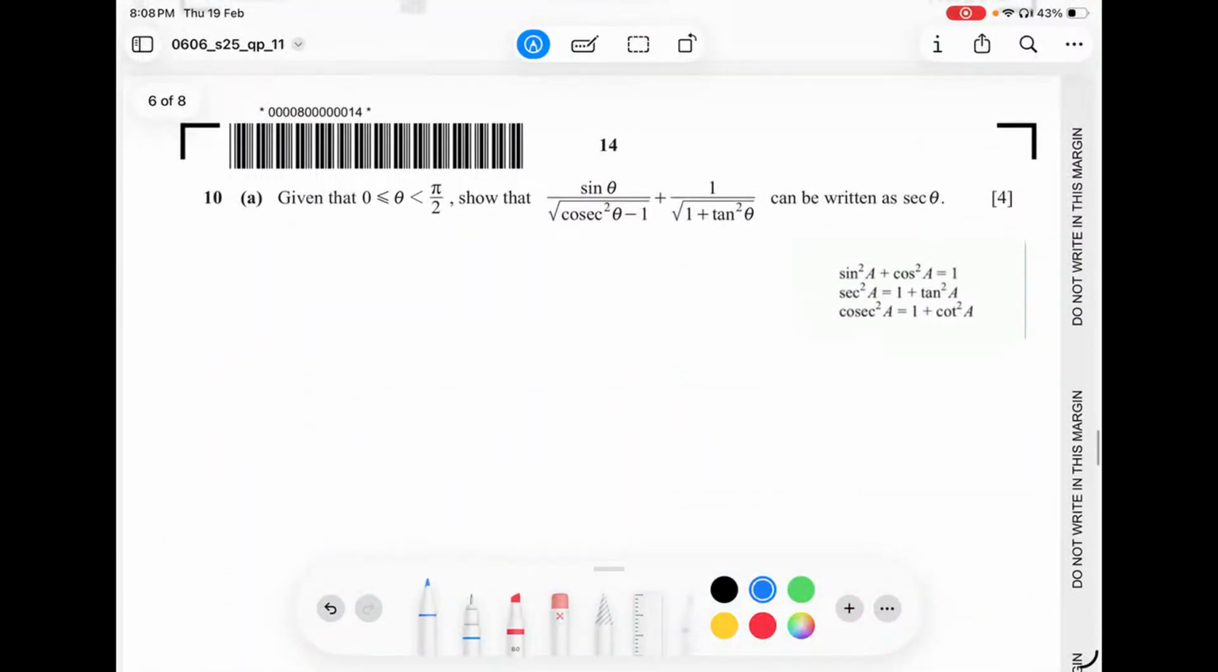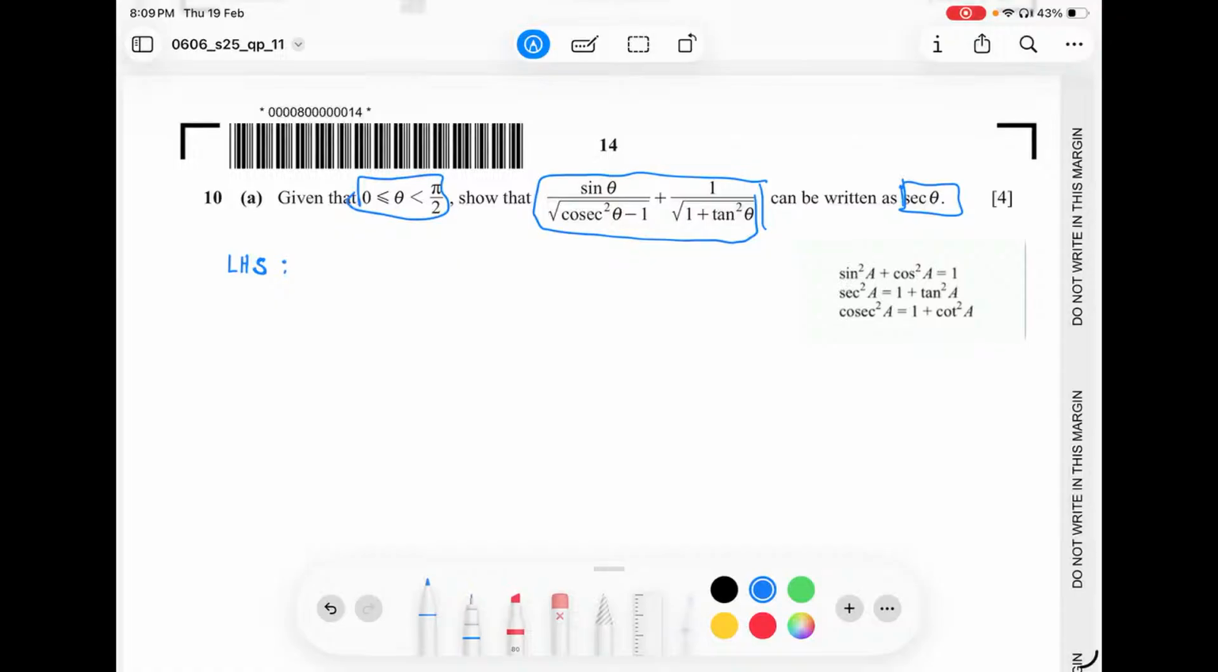So let's move on to question number 10. This is a trigonometry question, and whatever is given here is not applicable for this question because this is just the domain. You're asked to show that this expression equals secant theta. Whenever you're proving, as we know, we need to write the LHS and then prove it to be equal to the RHS.